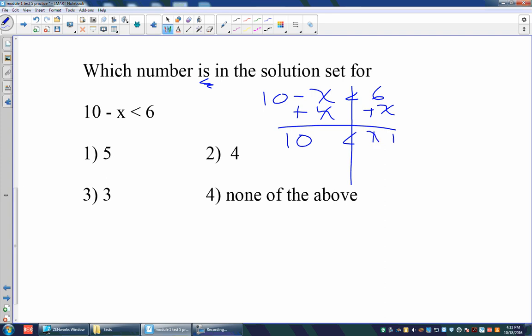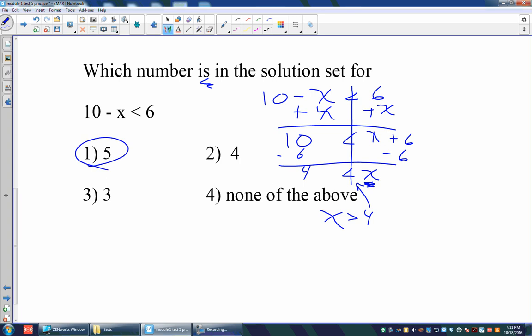So we have x plus 6. Then we subtract 6 from both sides. We have 4 is less than x. Now, if you notice, which number is in the solution set? So 4 is smaller than x, or x is bigger than 4 if you want to write it, because remember, it is pointing into the 4, so it's both the same way. So it's 5.